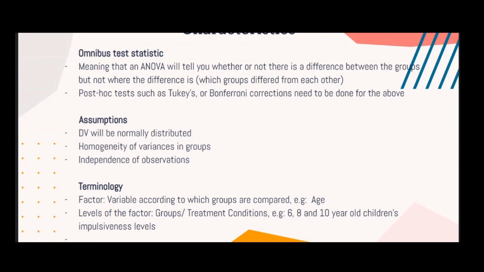For example, impulsiveness levels could be measured according to a standardized questionnaire or something like that. And then data according to that could have been put into these three groups of impulsiveness levels of 6-year-olds, 8-year-olds, and 10-year-old children.